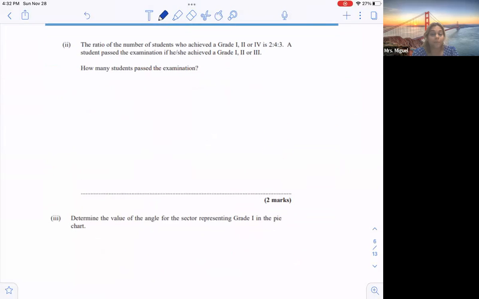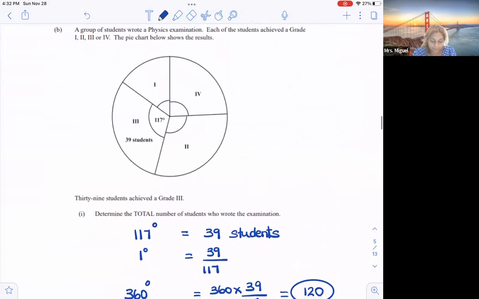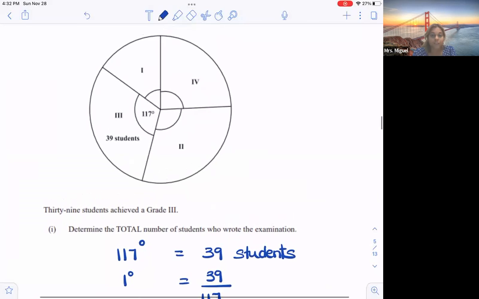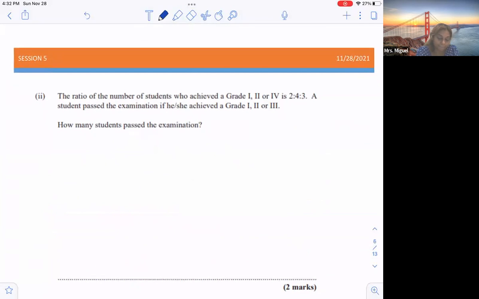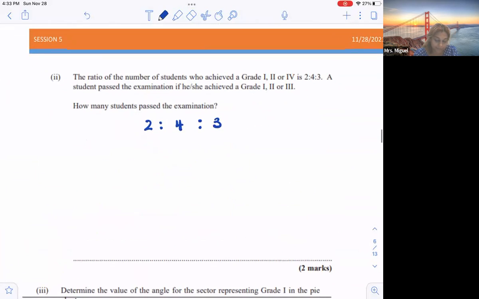The ratio of the number of students who achieved a grade 1, 2, or 4 is 2 to 4 to 3. A student passed the exam if he or she achieved a grade 1, 2, or 3. How many students passed the exam? So, let us see. We know there are 120 students. So 2 to 4 to 3. So grade 3 is 39, right?